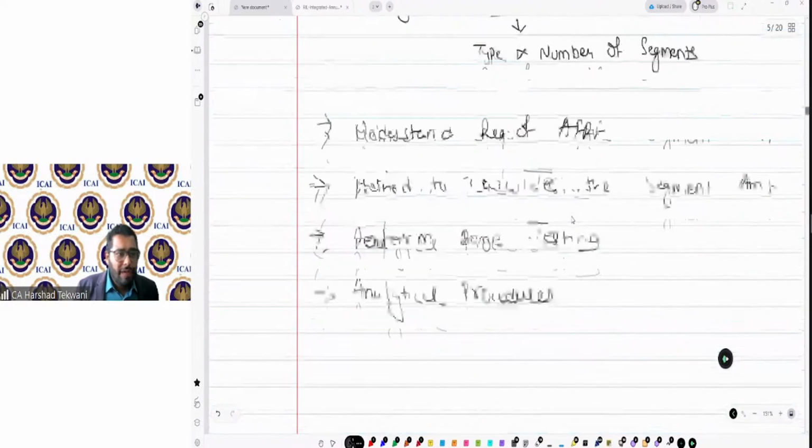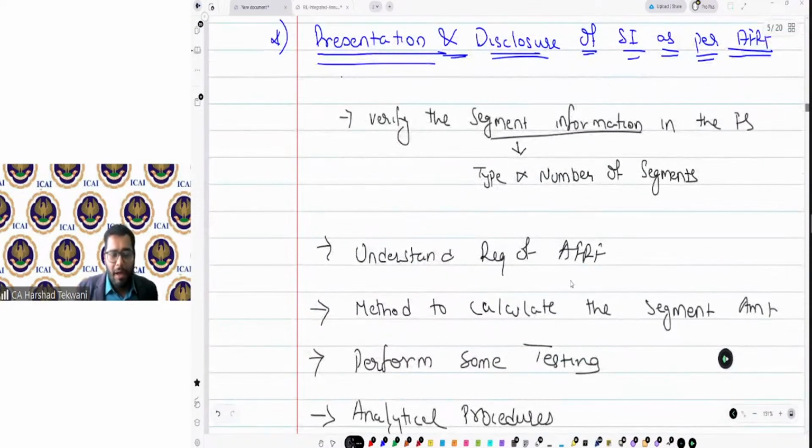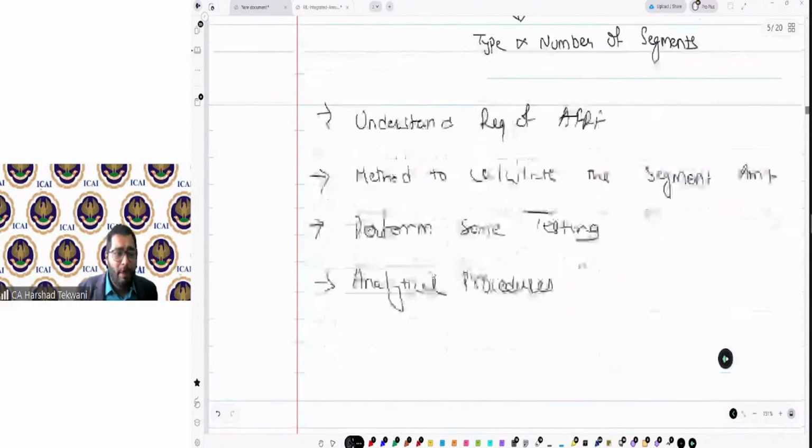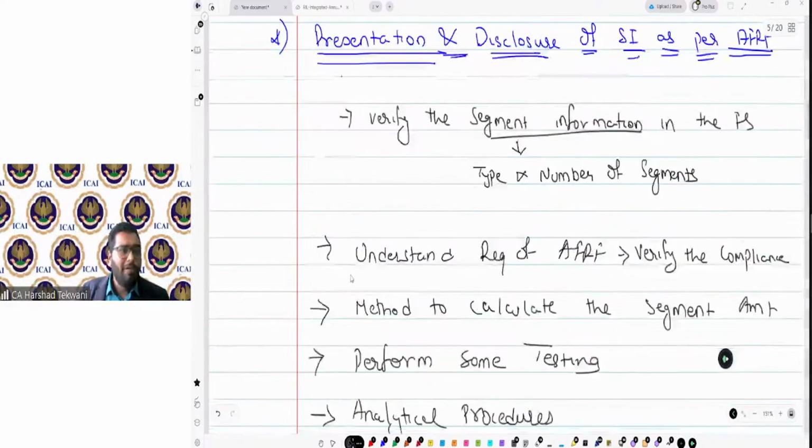Sixth, when I say understand the requirement of applicable financial reporting framework, along with that, I'll write it here only: verify the compliance with that. So once you understand the requirements, check whether the compliance to that requirement has been done or not. So this is how you can verify the presentation and disclosure of segment information as per applicable financial reporting framework.